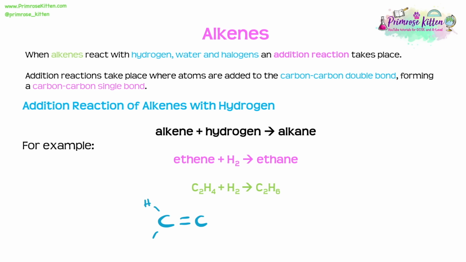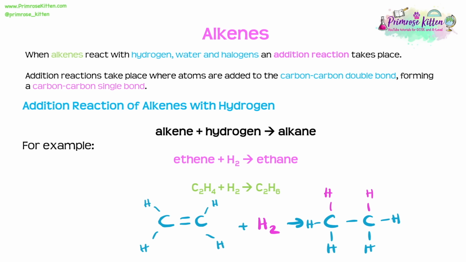So here I'm drawing ethene with its 2 carbons and its CC double bond. That's going to react with hydrogen. And what's going to happen is that double bond is going to break open. There's now a single bond between the carbon atoms. And the carbons are now able to bond to those hydrogen atoms within the hydrogen molecule.